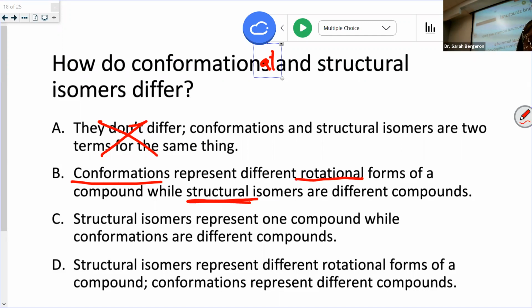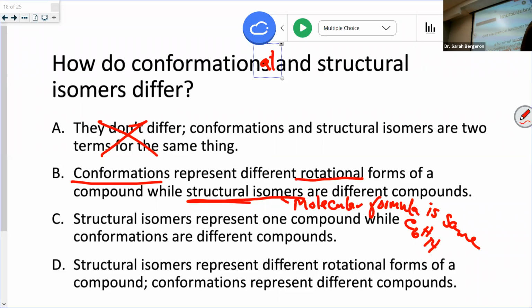How about a structural isomer? What happens in a structural isomer? You have the same molecular formula. What did we say hexane's molecular formula was? C6H... That's cyclohexane. So add 2 more, 14, right? So if you had structural isomers, they would have the same molecular formula.